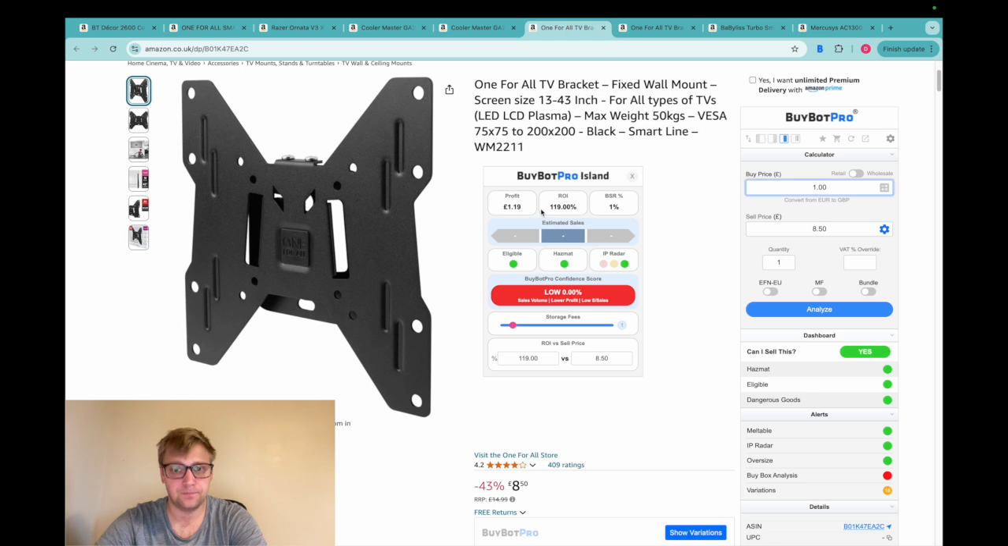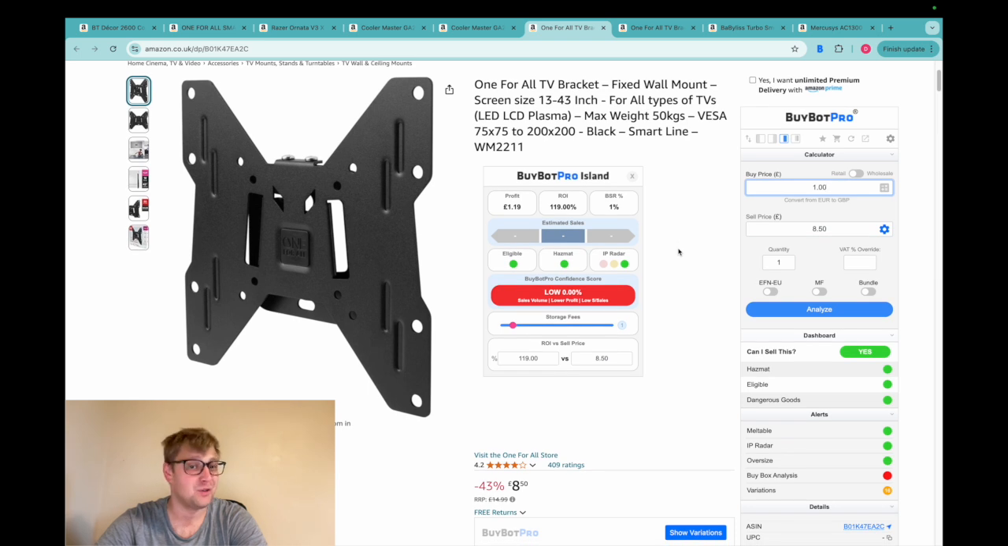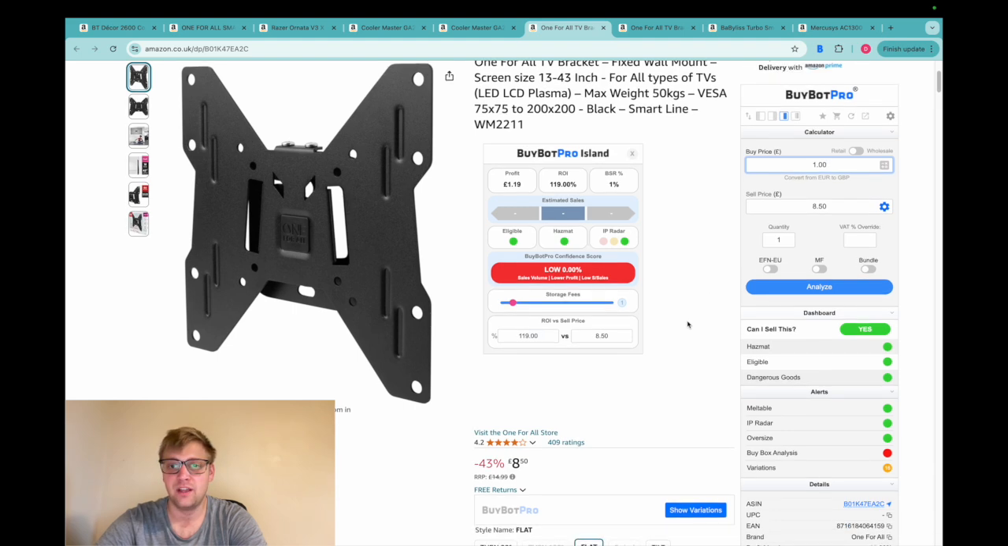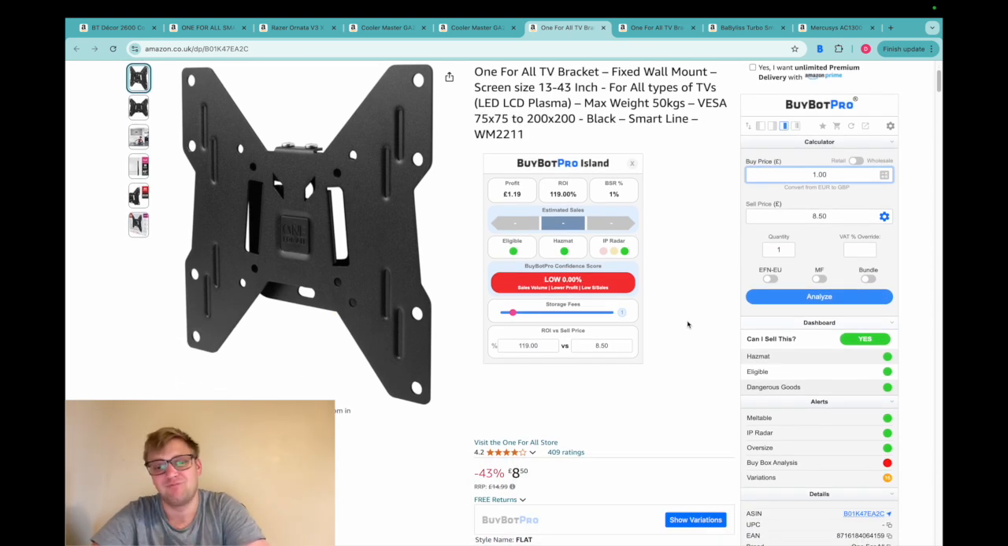Another wall mount, this one picked up for a single pound. Probably was a bit more of an impulse buy. This is probably something I wouldn't typically pick. It's quite a small profit of £1, but it's really nice to make that sale. So it's not really worth it. It's not really a worthwhile gamble to take, in my opinion.